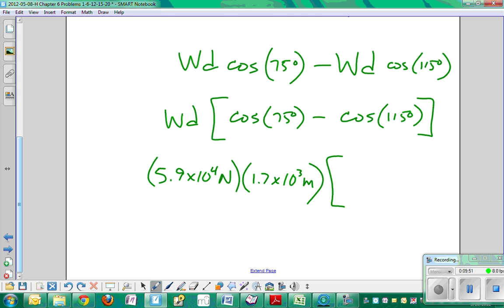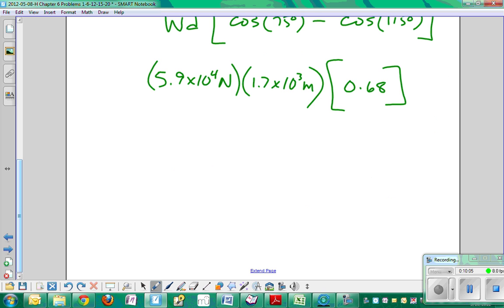What's cosine 75? We'll just do the whole thing in there. That's just going to give us a positive number. 0.68. But that's the total? 0.68, and it is dimensionless. I get a negative answer. Okay? You won't get a negative answer, because we have a positive minus a negative. So we're going to get a positive answer that's bigger than the positive number, right?